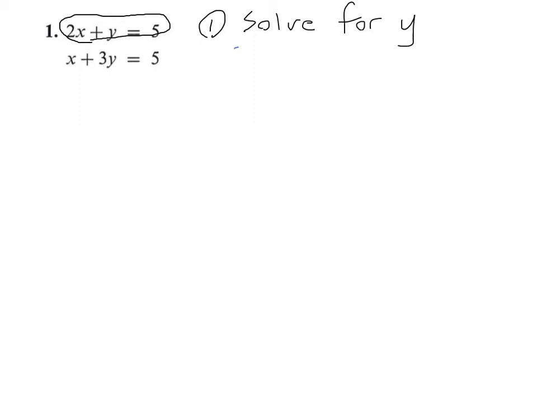Okay, so we get 2x plus y equals 5. All I do is subtract the 2x from both sides. And you could write it either way. I'm going to go ahead and write it with the x first. I always like to do that. So y equals negative 2x plus 5. You could have written it 5 minus 2x. Alright, step 2.